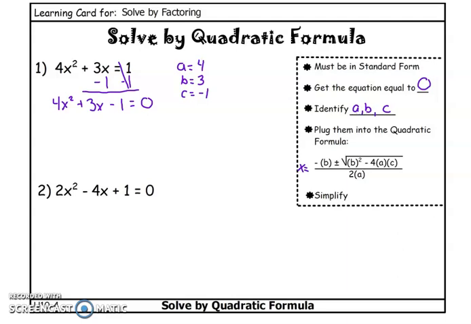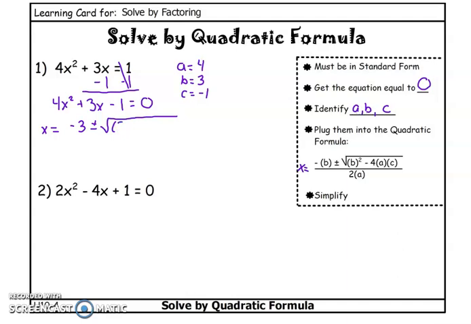All right, so what I'm going to do is I'm going to start filling this in. So fill this in with me. Our x is going to be equal to our b value, which is 3, and we're going to negative it. So negative 3 plus or minus, we're going to do our big square root, the square root of, then we're doing our b term. Oops, sorry. I started to write b instead of 3.